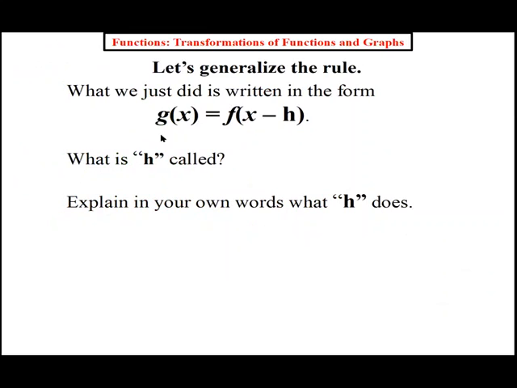And this is your general rule: g of x equals f of x minus h. The h parameter. What does it do? It moves it to the left or to the right. I'm going to stop right there, guys.